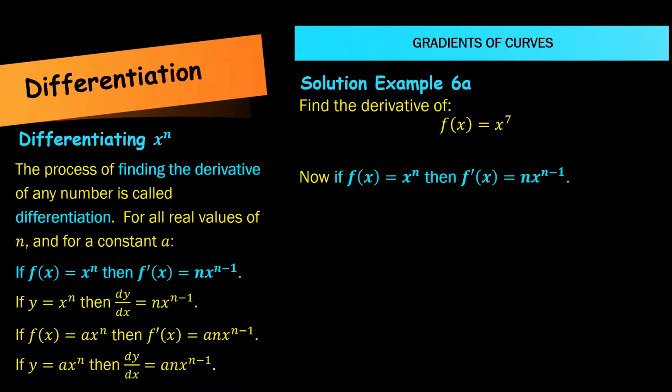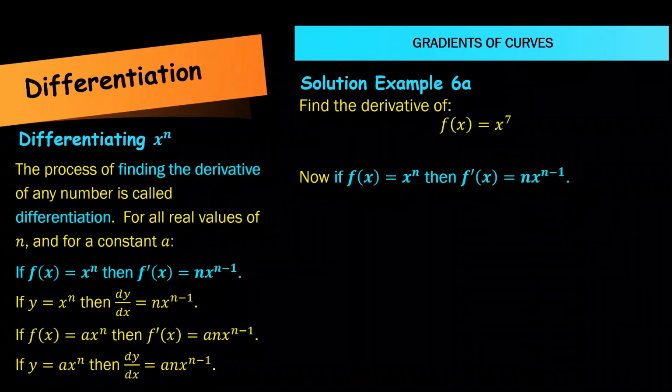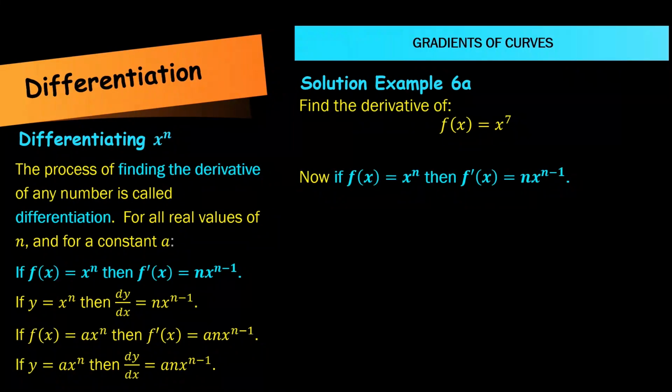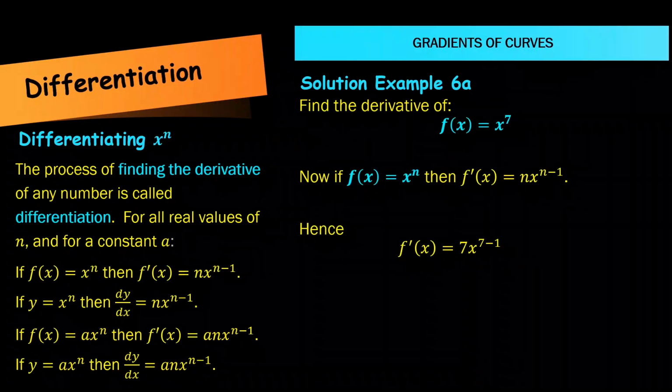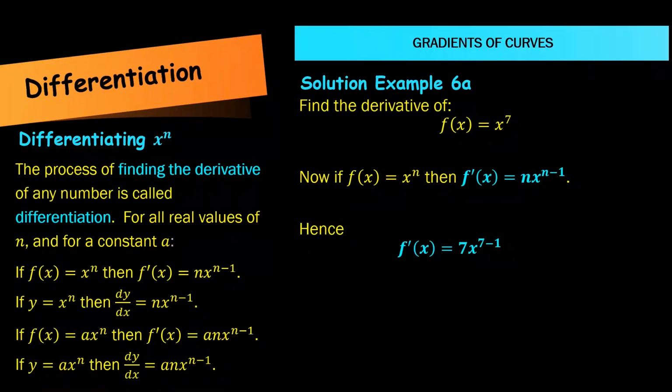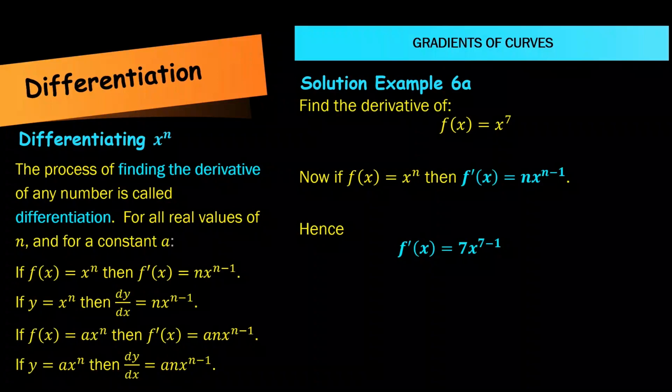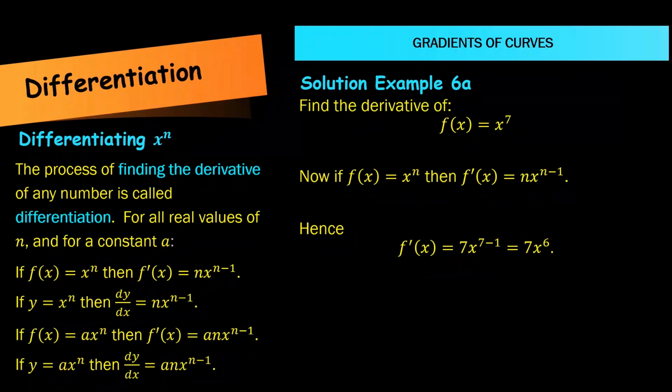Now, if f of x equals x to the power n, then we know from our formulae that f dash of x equals n times x to the power n minus 1. So here we simply substitute in the values for our particular example. We have n equals 7, as you can see. And if we plug that in, we obtain 7 times x to the power 7 minus 1, which equals 7x to the power 6.